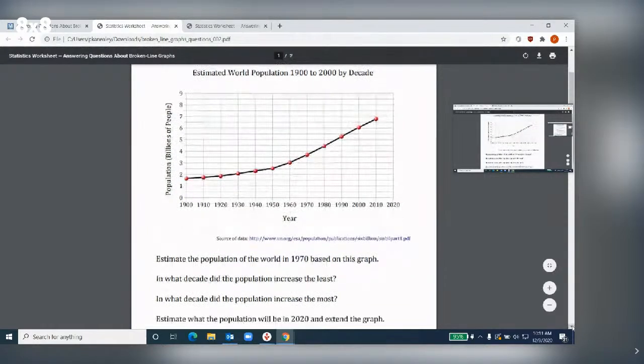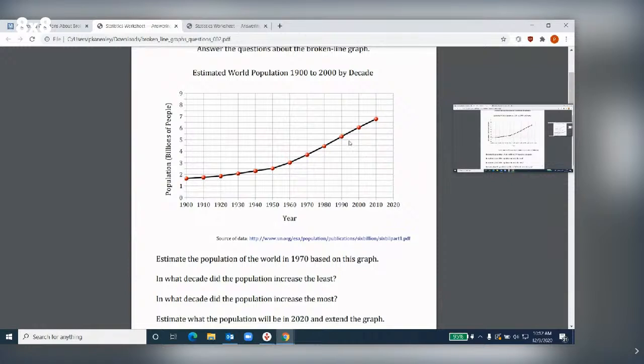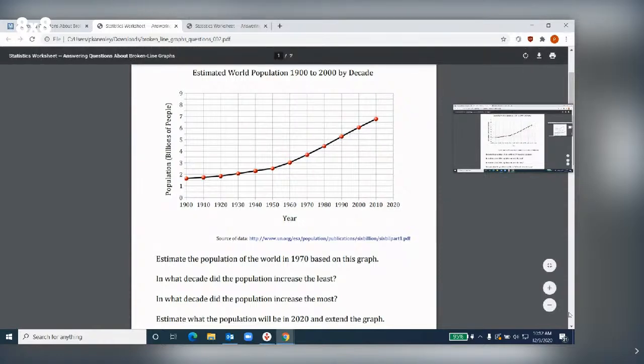Okay. In what decade did the population increase the most? That's where you're going to look at where the dots are furthest apart, and it's going to be when the population starts really going up. So in 1970, it was about a little under 4, and then in 1980, it goes up to 4.5. So that's maybe 500 million people. 1980 to 1990, it goes from 4 up to 5.5. So that's probably 1.5 billion. In 1990, it's at about 5. In 2000, it goes up to a little over 6. So I think right here, 1980 to 1990, you're going to see the biggest increase in population. These two dots are the furthest apart. Okay.